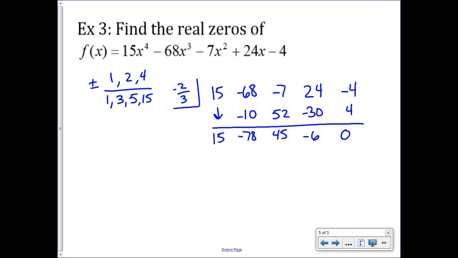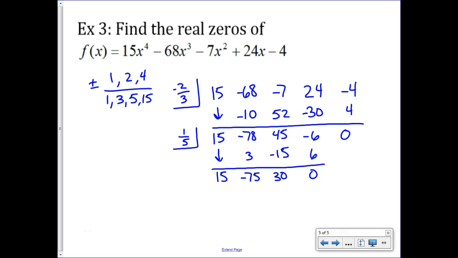Another 0 that I found is 1/5. And you could have started with 1/5 if that was the first one you found. You don't have to start with your zeros in a certain order. But I'm going to continue down with this process. So I'm just going to use my results and keep going. So 15 comes down to the bottom. 15 times 1/5 is 3. And then negative 78 plus 3 is negative 75. Times 1/5 is negative 15. 45 plus negative 15 is 30. 30 times 1/5 is 6. And I get 0.